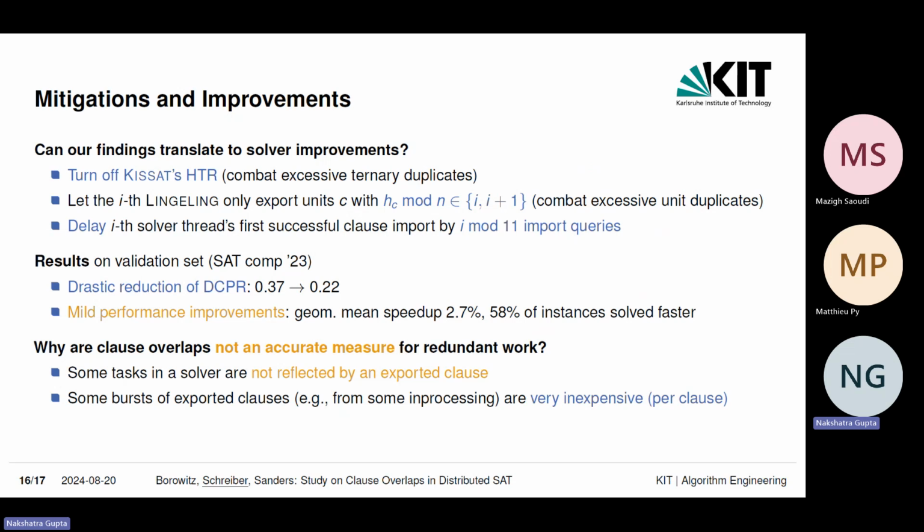So why is that? Well, there are two main reasons I would argue play a role. The first one is that some tasks in a solver are just not reflected by an exported clause, so there is no witness for the work performed. And conversely, there are also some bursts of exported clauses, like from some in-processing techniques, which are very inexpensive per clause. So they are also a poor indicator of redundant work that's being done.